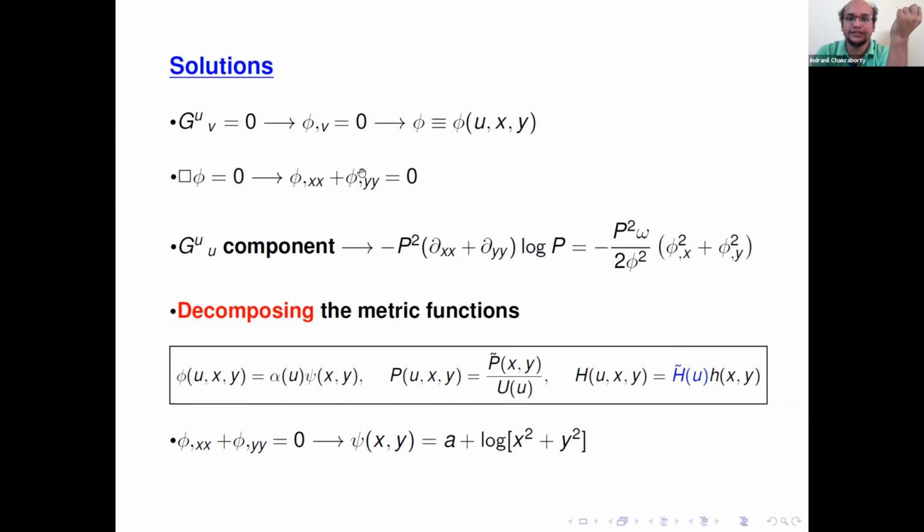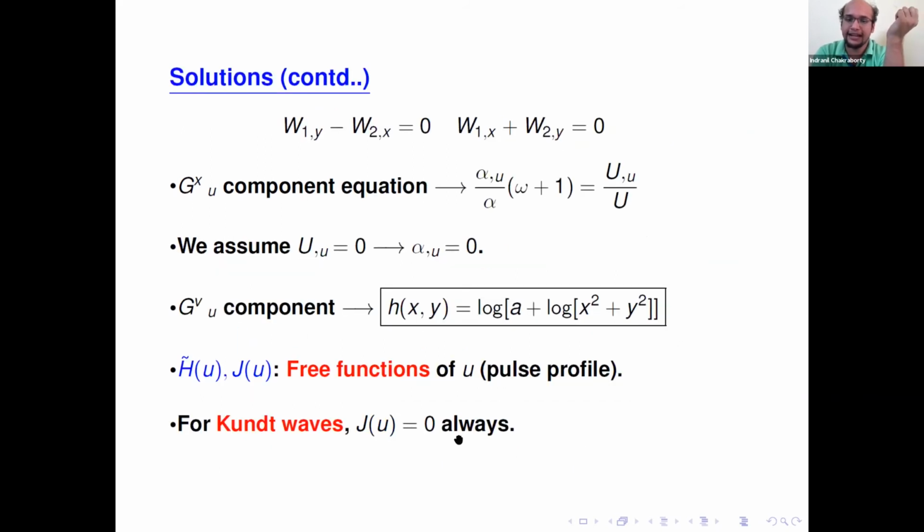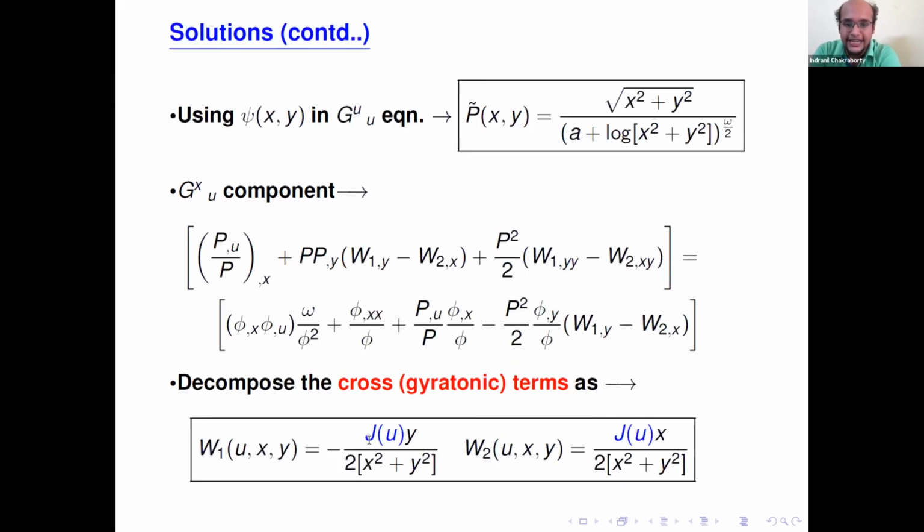Okay, so I will not go into detail through the solutions. What I would like to emphasize, the main point, is that phi is independent of the coordinate v, and we employ this decomposition scheme, which is given in this rectangular bracket, by decomposing it into u and xy dependent parts. So we get analytical solutions for every component except this h tilde of u, which is the u dependent part of h, and this J function, which is the u dependent part of W1 and W2. Apart from that, we get exact analytical solutions. This h tilde and J are free functions of u, and they will be important when we discuss memory effects, as they will act as pulse profiles. For Kundt waves, this J is always equal to zero, because if J is zero, W1 and W2 are zero.